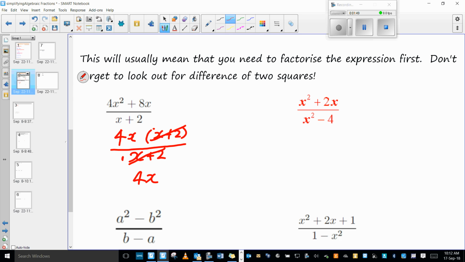Similar situation here. On the top, how can I rewrite or factorize the top expression? Cassie? I can't take out x squared because x squared isn't common to the second thing. Close. So I'm going to have x at the front, and what am I going to be left with? Nice.